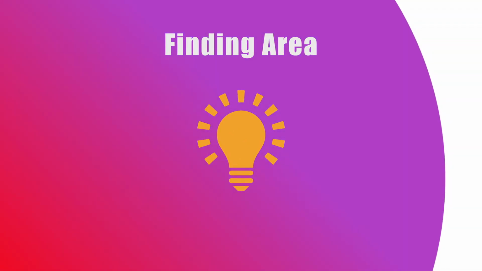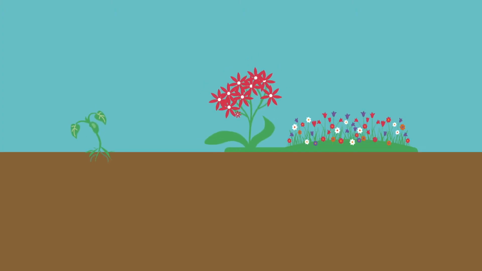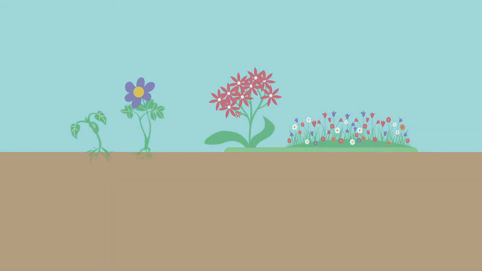Hello. In this video, we will find the area of a shape by using unit squares. Imagine you are planting flowers. Your garden bed is 4 meters wide and 3 meters long. How could you find the total area using unit squares? To find out, let's use a drawing to show the area of the garden bed.